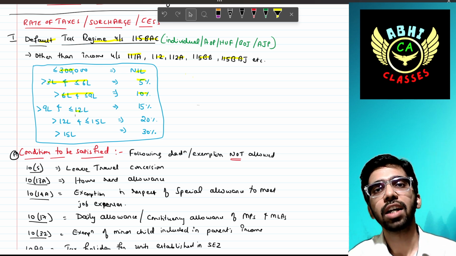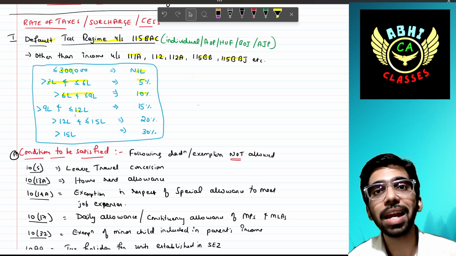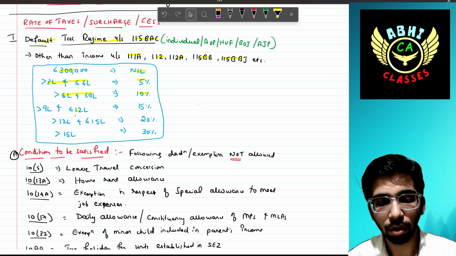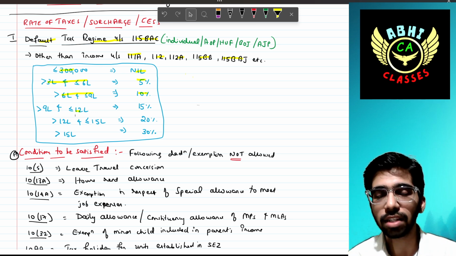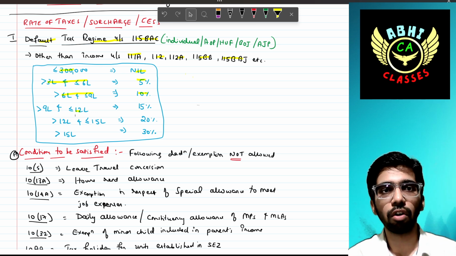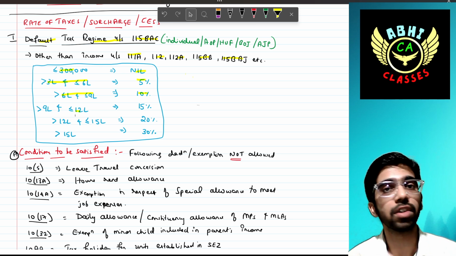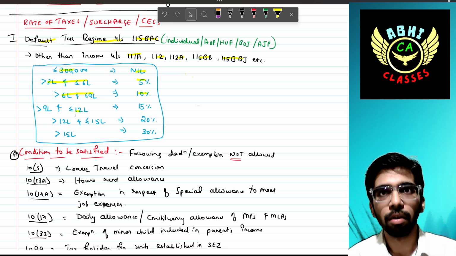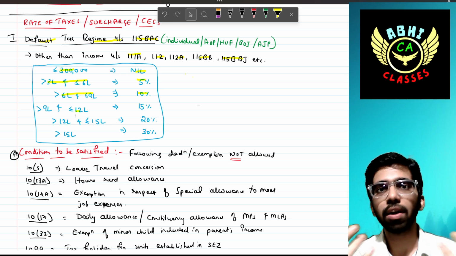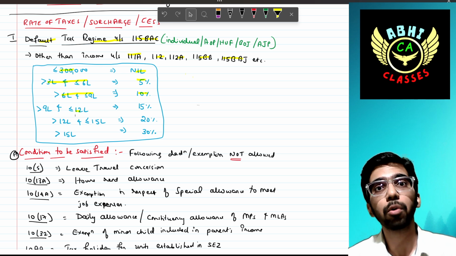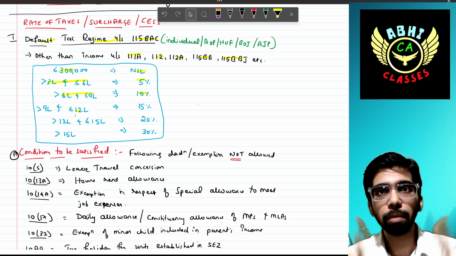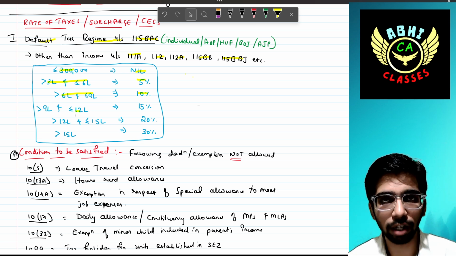Till now we have discussed the basics chapter. From today onwards, we are discussing some practical aspects of this chapter. First of all, the rates of taxes, surcharge, and cess. If you have arrived at some income, now you have to apply the tax rates to compute the tax amount. This is the basic funda of this part.